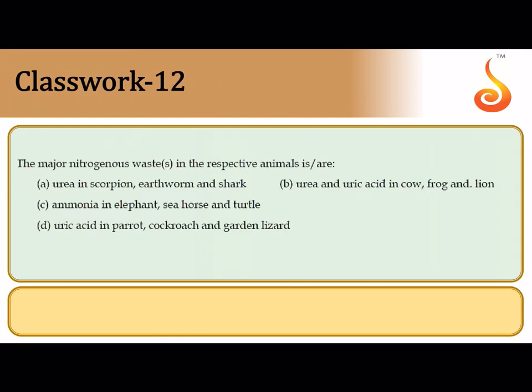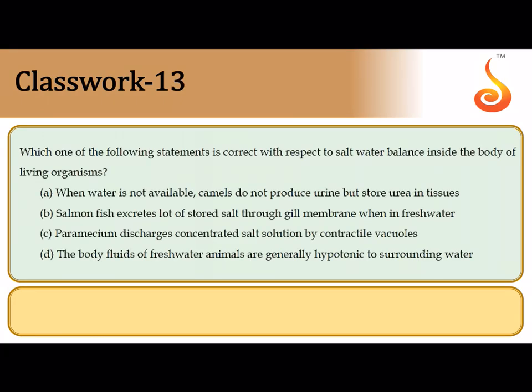The major nitrogenous waste in respective animals: the correct option is uric acid in parrot, because it's a bird, insect, cockroach, and reptile, lizard. Even land snails eliminate uric acid in the form of pellets. So it is in birds, in insects, in reptiles, and land snails. We see that they predominantly excrete their nitrogenous waste in the form of uric acid, so we call them uricotelic.